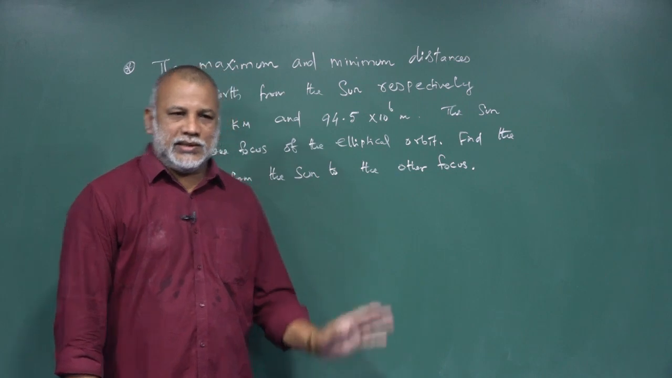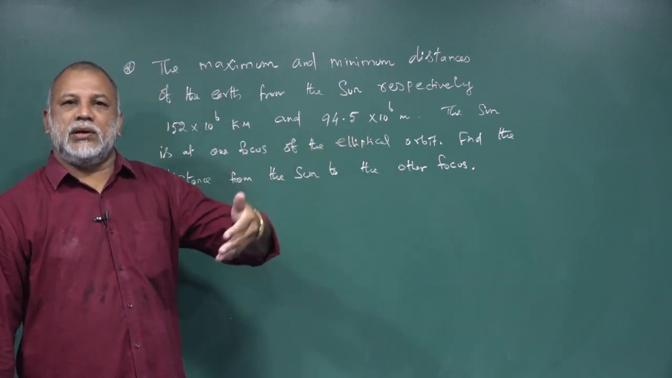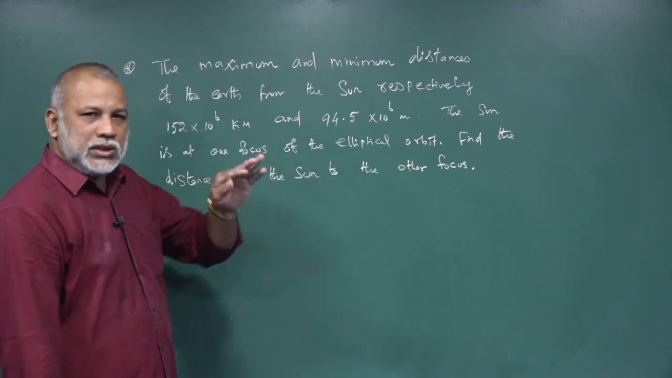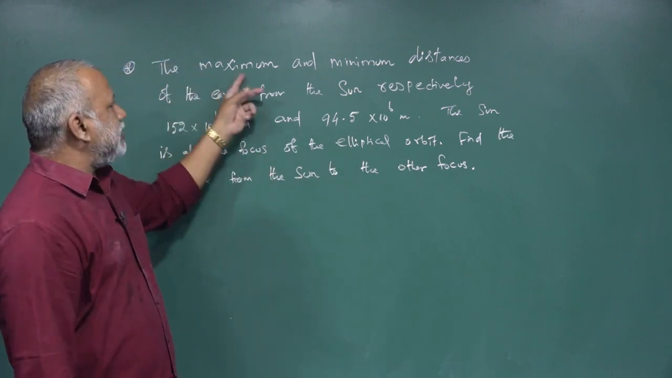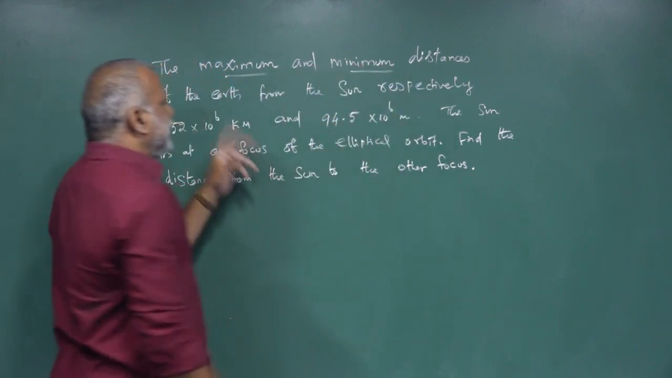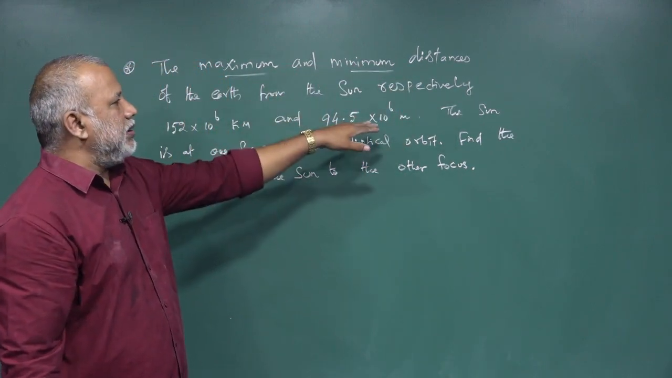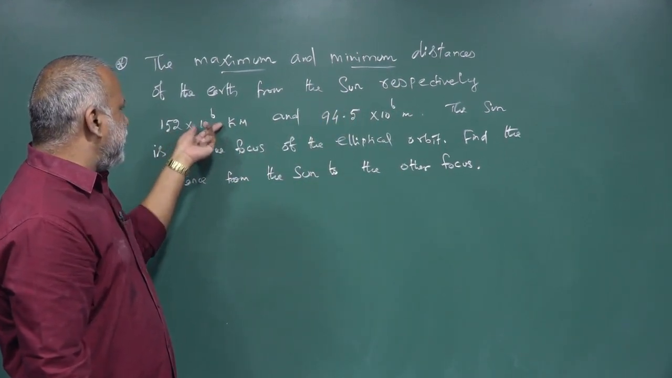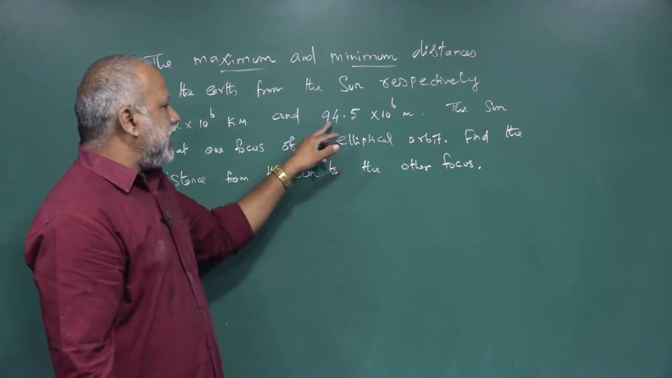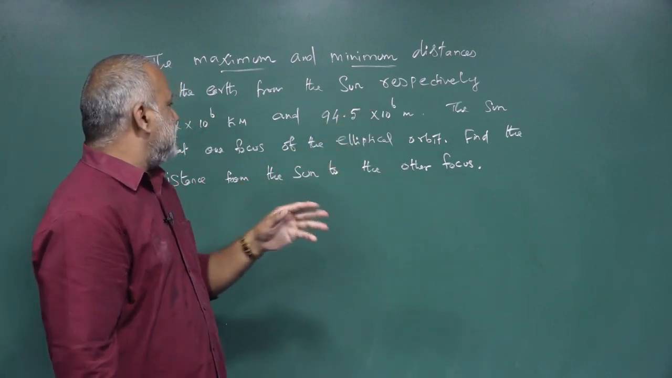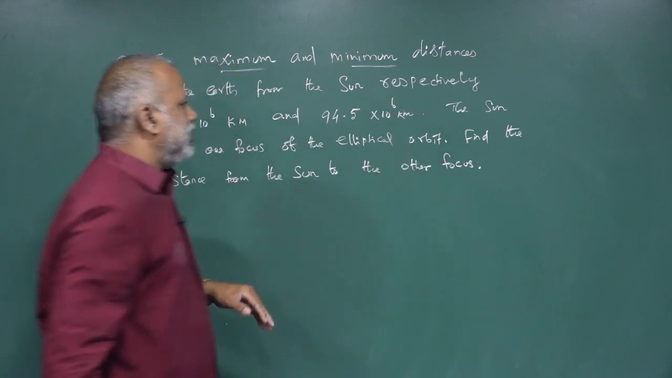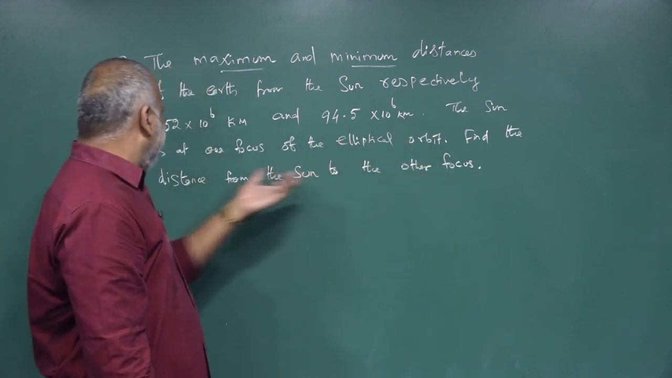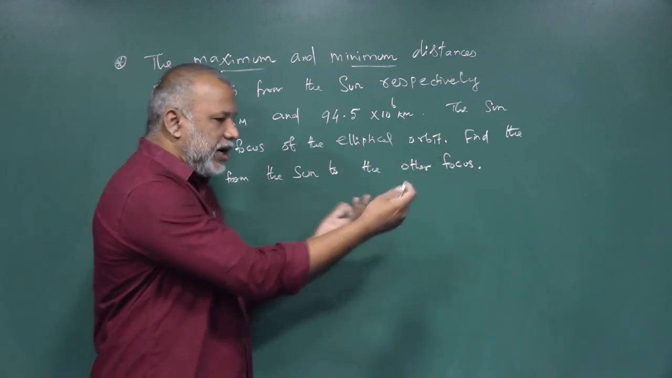Dear students, listen. One more problem based on the concept of ellipse. It is also an application problem. Read the question once again very clearly. The maximum and minimum distances of the earth from the sun respectively are given. One is 152 into 10 to the power 6 kilometer. Another one is 94.5 into 10 to the power 6 kilometers. Here also kilometer. The sun is at one focus of the elliptical orbit. Find the distance from the sun to the other focus.